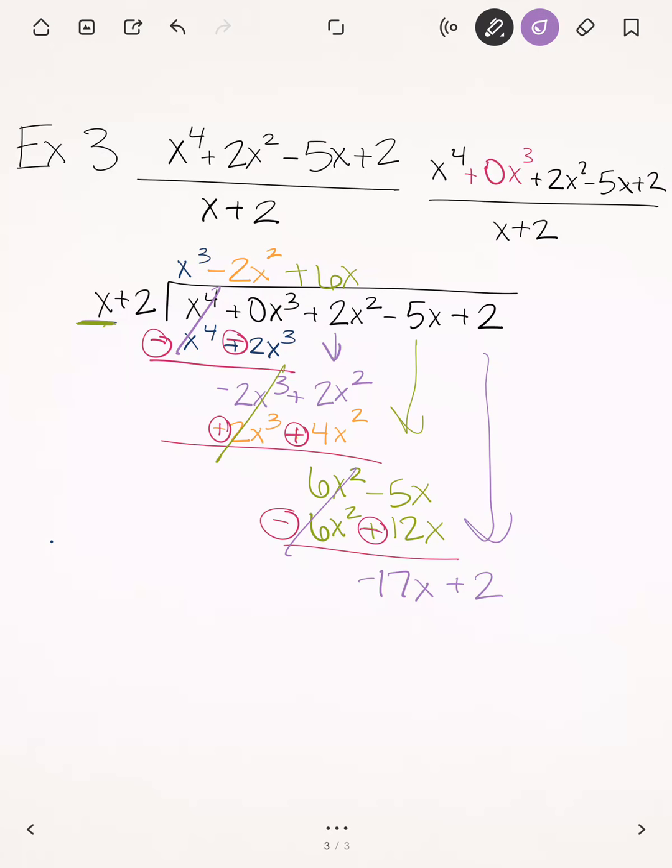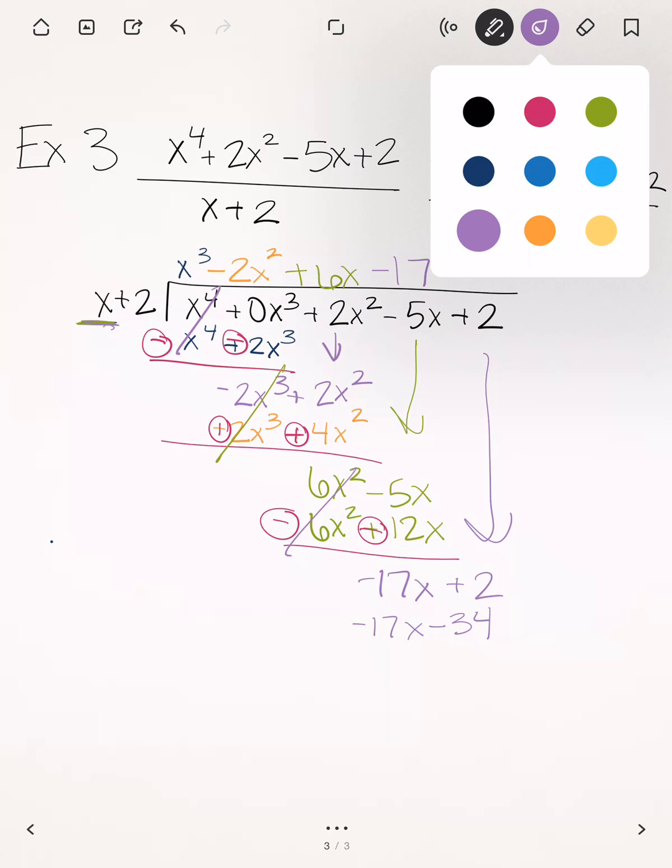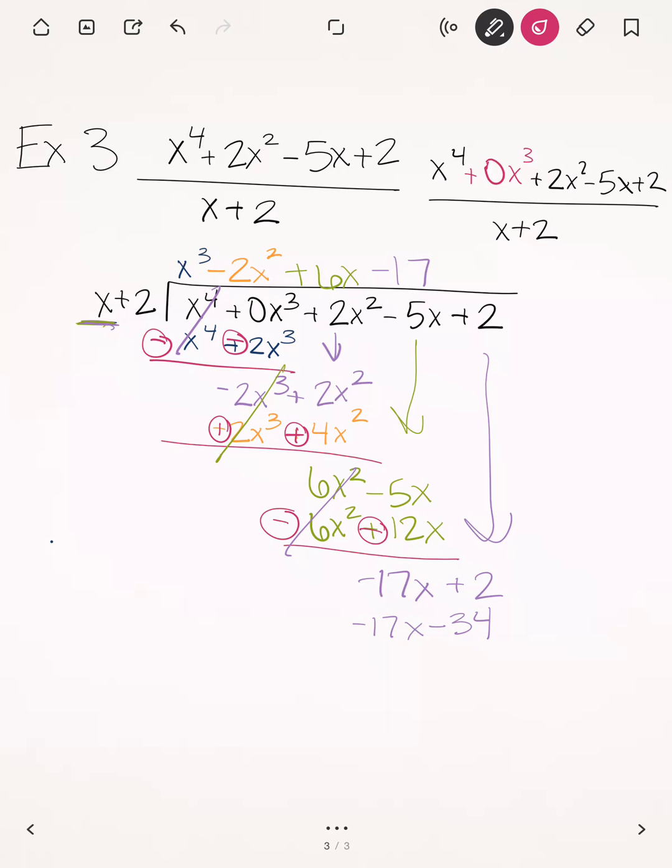So let's see. Self, what do I need to multiply x by to get a negative 17x? Just a negative 17. Negative 17 times x is a negative 17x. Negative 17 times 2 is a negative 34. Making sure I don't make any more mistakes. Draw my line. Change my signs.